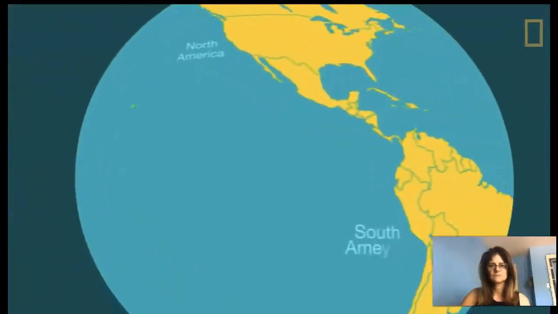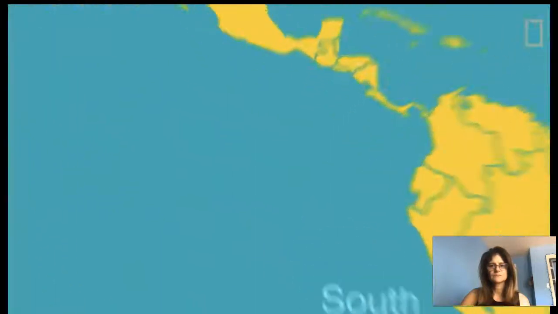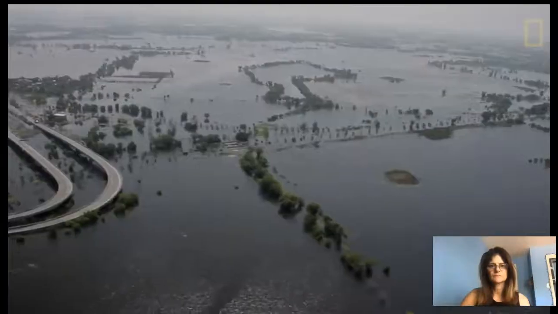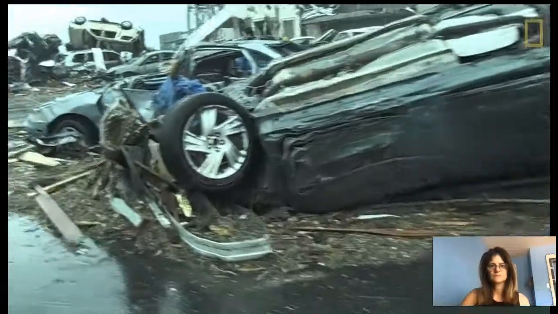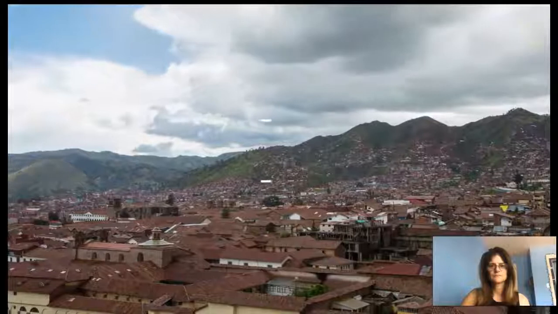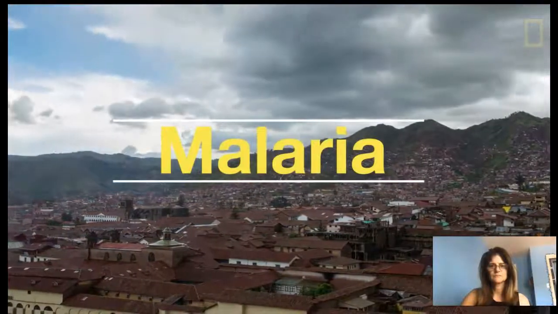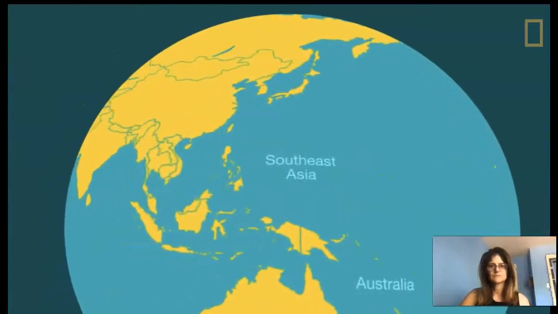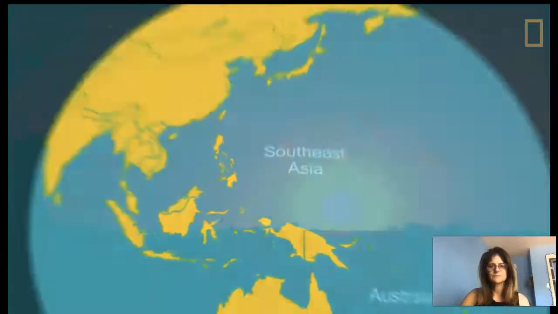In the western United States and Central and South America, the warm air and moisture lead to increased storms, rainfall, floods, loss of life and property, and the increase of some vector-borne diseases like malaria, even in places where they don't normally occur. In Southeast Asia and Australia, the opposite takes place. These areas suffer from drought, wildfires, and colder ocean waters.